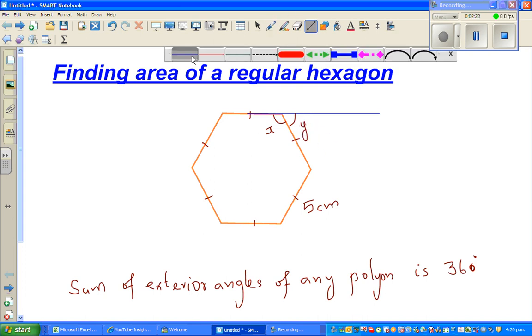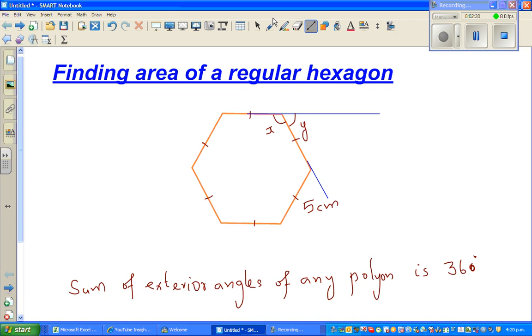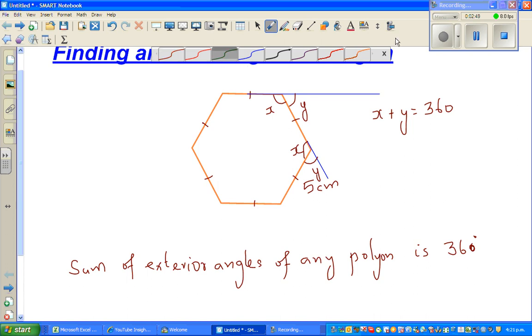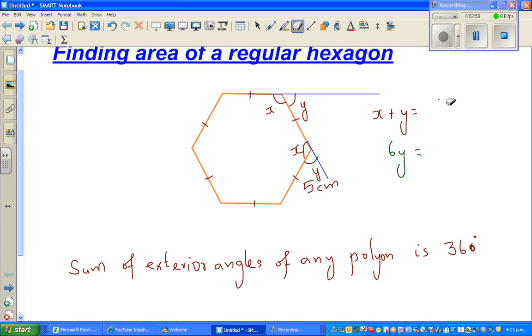So if this is x and let us say this is y, I'll draw one more exterior angle. This is one exterior angle, this is the other exterior angle. If this is y, you can understand this will also be y. This is again x. So what can we say about x plus y? We can say x plus y is 360. Oh sorry, I made a mistake. What is x plus y? The angles on a straight line add to 180.